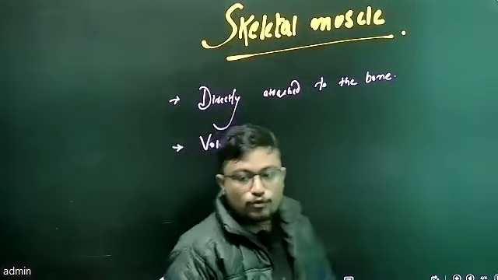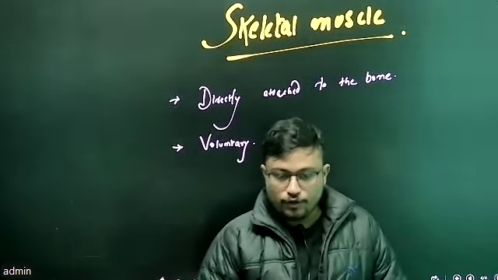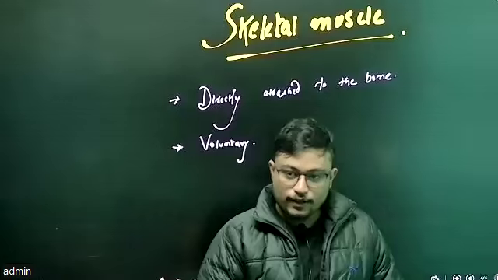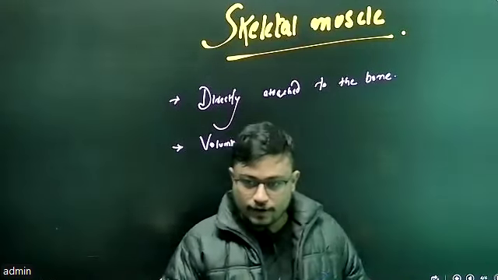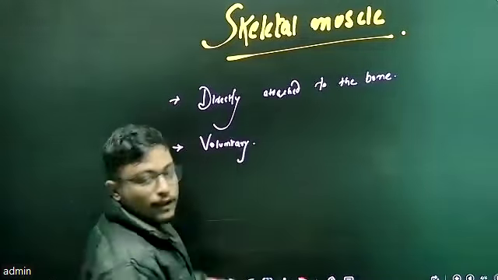Voluntary means you can move according to your own wish. If you want to slap somebody, you can. If you want to punch somebody, you can. If you want to give a flying kiss also, you can, because these muscles are voluntary muscles.